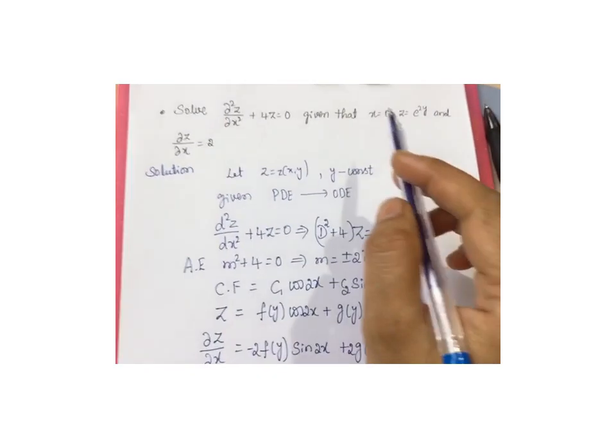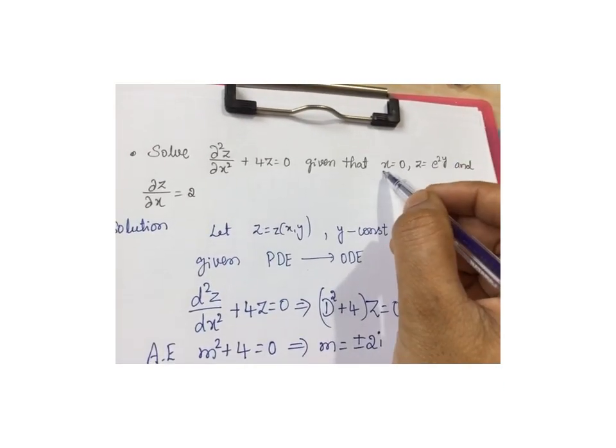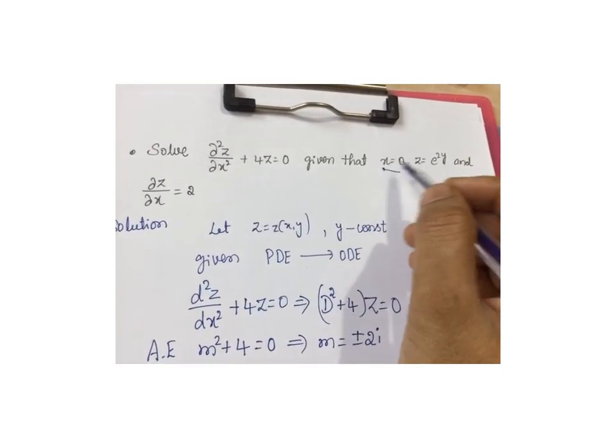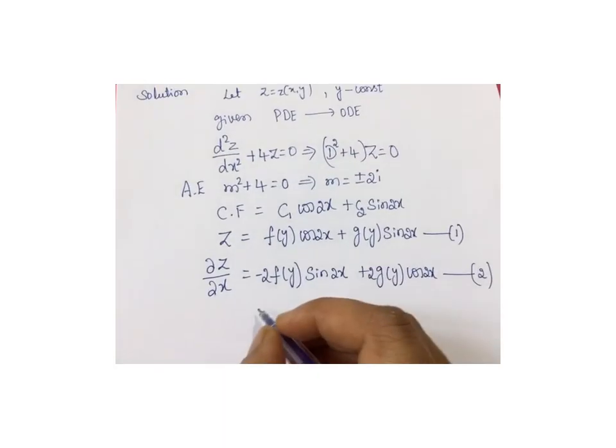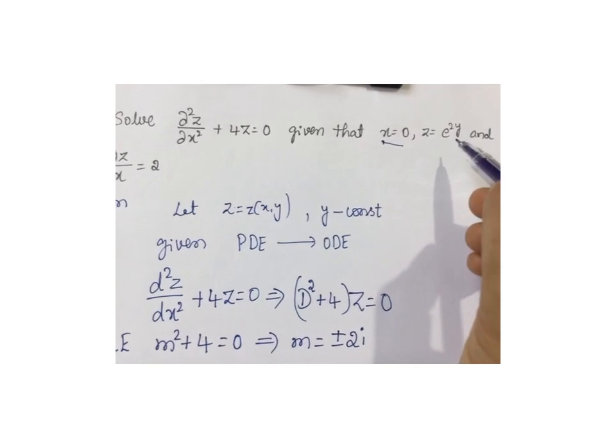Now we take the conditions one by one. Here x is the common point; this point is common for both conditions. So first, x is 0, and z is e^(2y).